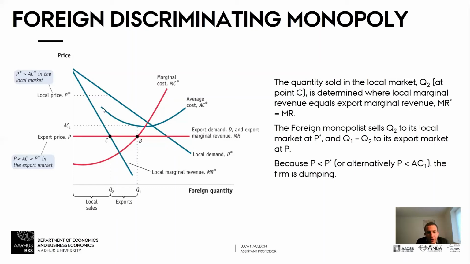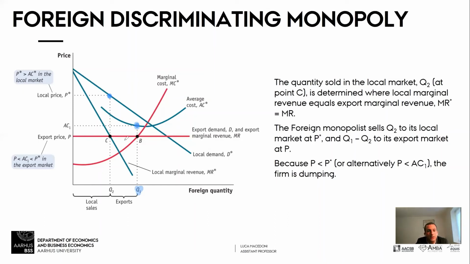On top of that, we're going to draw here the average cost curve, AC star. We could draw this in several different places, and we're still going to have this interesting result. Now, let's compare the local price P star with the average cost. You can see that the local price P star is higher than the average cost. The average cost is evaluated at the total quantity Q1. So the average cost of the company is this point here, AC1. The local price P star is higher than the average cost.